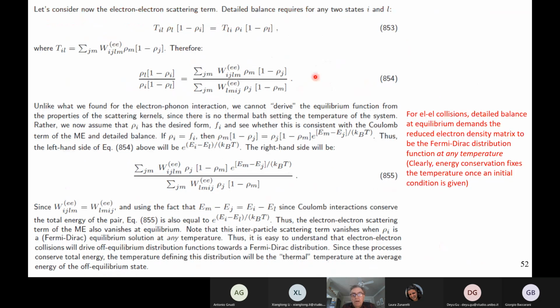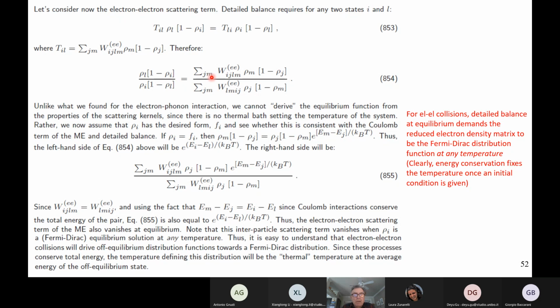For the electron-electron interaction, it is a little messy, as usual. So we have this detail balance requires that what comes in and what comes out is the same thing. Now this transition is given by the total probability that an electron makes a transition from state L to state I, which has to be summed over all possible collisions with all possible partners J, electrons in state J, ending up in state M.